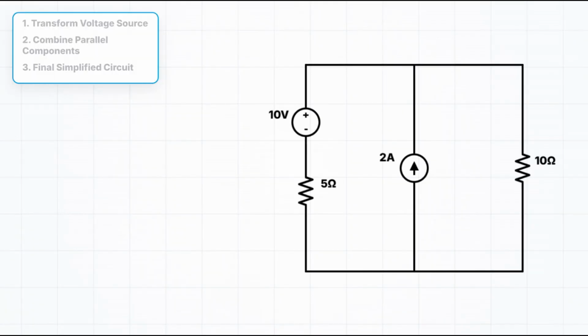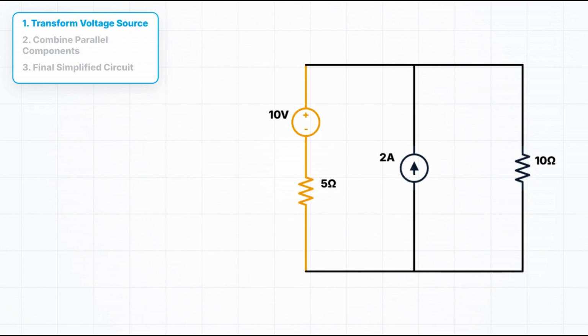Imagine you have a node where 3 branches meet. One branch has a 10-volt source in series with 5 ohms. Another branch has a 2-amp source in parallel with 10 ohms. You cannot just add them. They speak different languages, but with source transformation we can translate them.